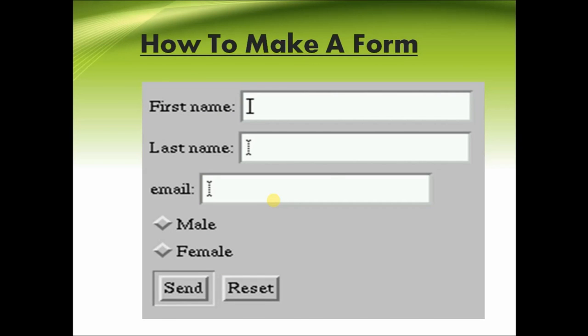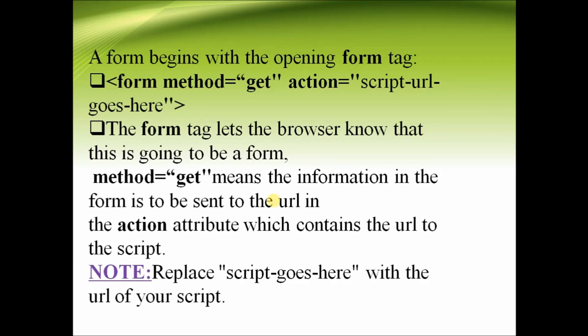So how to make a form? Begin with the form tag, which contains the variables method and action. We say method is equal to get to specify that the data which is being entered by the user will be sent to the particular URL which is specified in the action.